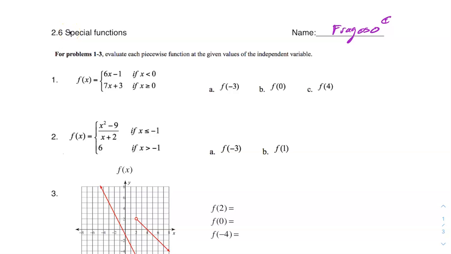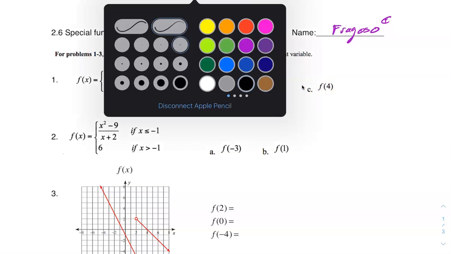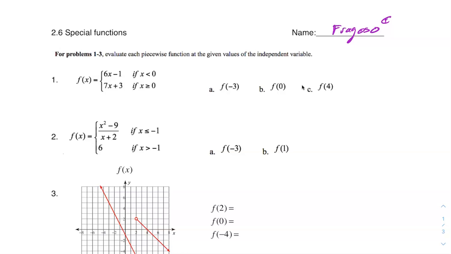Lesson 2.6 Special Functions. So let's go to this worksheet. Evaluate each piecewise function given the values of the independent variable. So they give us this piecewise function. They want us to find f of -3, f of 0, f of 4. So the key here is right here.